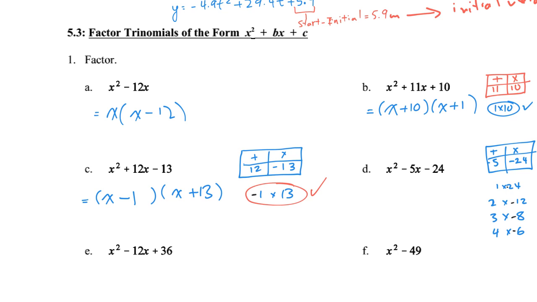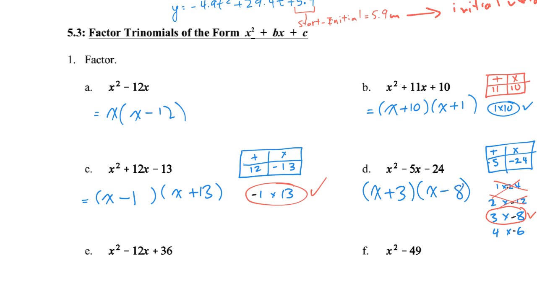All right, negative 24 plus 1, nope, that doesn't work. All right, how about negative 12 plus 2? Does that give me the middle number of negative 5? No, it doesn't. I'm going to cross that off. All right, how about 3 plus negative 8? Oh, my goodness. It works. So now we write our x brackets, and then we're going to put positive 3 and negative 8 as our final answers.